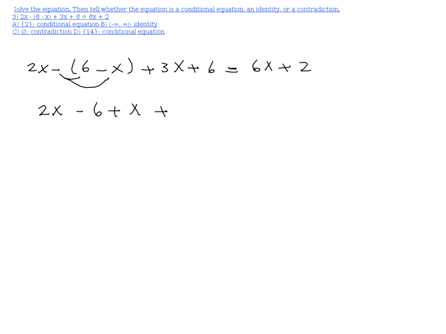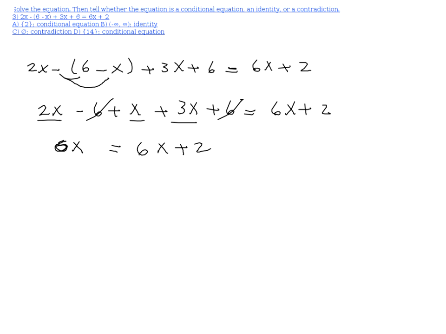Okay, you want to solve this equation. You have 2x minus 6 minus x plus 3x plus 6 is equal to 6x plus 2. The first step would be to distribute. So we get 2x minus 6 plus x plus 3x plus 6 is equal to 6x plus 2. If I combine like terms, I get 2x plus 3x, that gives me 5x. I have another one here, so a total of 6x. And it looks like plus 6 and minus 6 cancel.